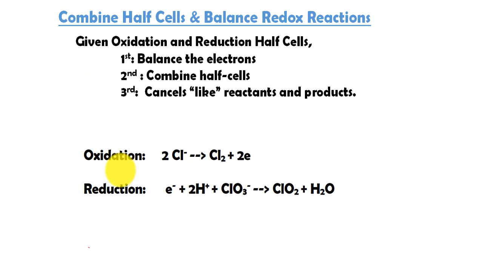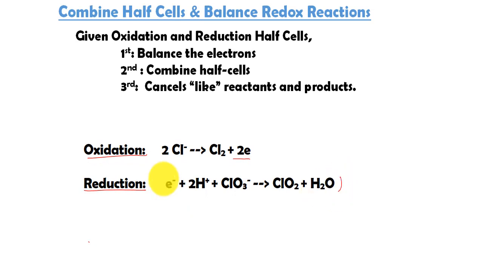Let's try a more challenging problem. In this case, we have the two half cells given in terms of oxidation and reduction. So all we have to do is follow the steps. First, balance the electrons. Notice how we have 2 electrons being given off, where 1 electron is taken in through the reduction process, so we have to multiply this all by 2. So we multiply everything by 2, and this can now have 2, 4, 2, 2, and 2, and we can remove that 2. So now we have 2 electrons being added in and 2 electrons being produced.